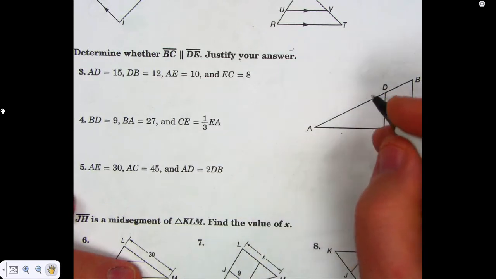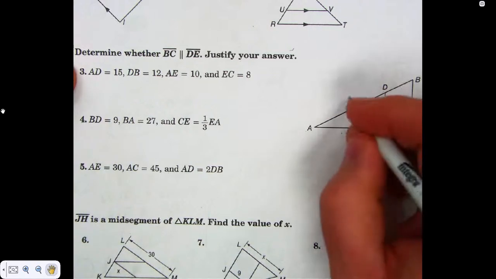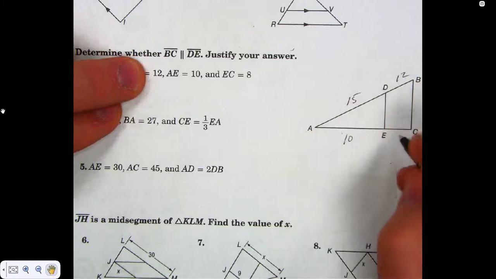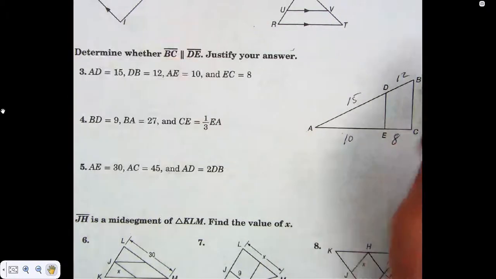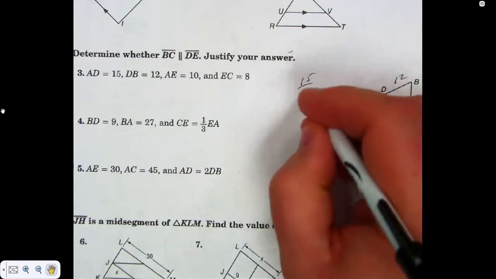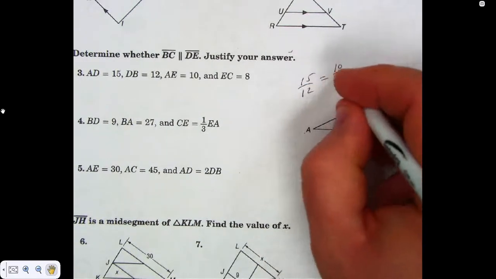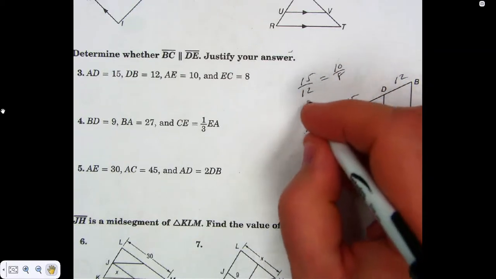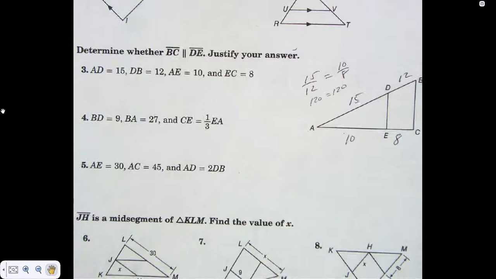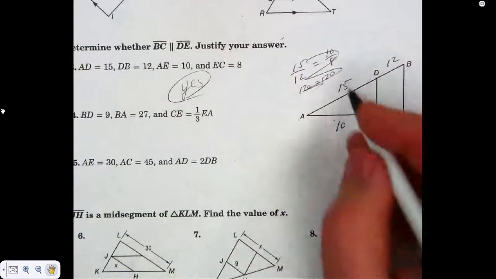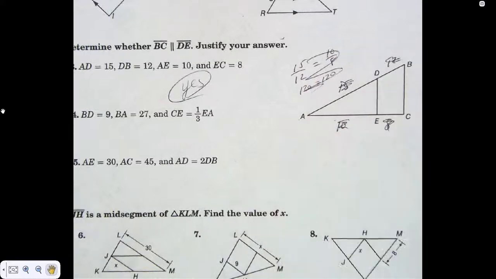I was confused on how you would determine if they're parallel or not. Okay, AD 15, DB 12, AE 10, EC 8. If these two are parallel, then 15 over 12 has to equal what? 10 over 8. So what do we do? Cross multiply. Do you get 120 is equal to 120? Yes. So are they parallel? Yes. Coach Stump, on that one, could we do like 15 over 10, 12 over 8? That's what I did. Yeah.